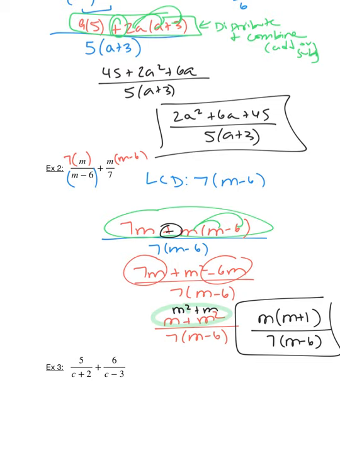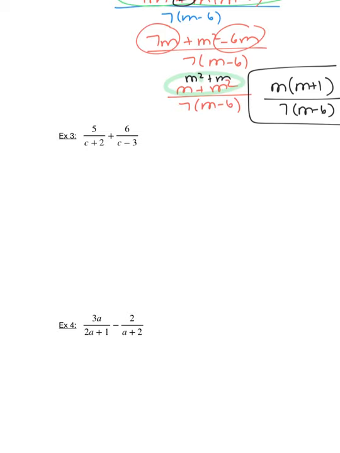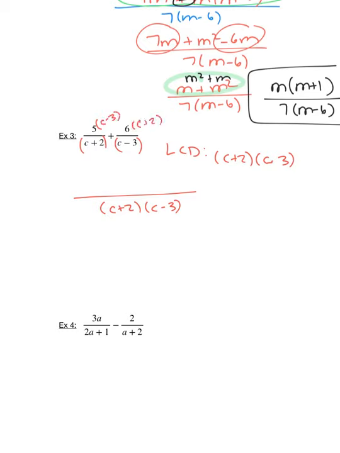Okay? In example 3, if both of your denominators are binomials, you just do the same thing. The product of them would be the least common denominator. So your least common denominator here would be the product of these two binomials. It would be c plus 2 times c minus 3. Okay, so I'm going to set up one big fraction with c plus 2 times c minus 3. And I go to the first fraction and I say, okay, this numerator has to be multiplied by c minus 3, and this numerator has to get multiplied by c plus 2. So I set that all up in my numerator, 5 times c minus 3 plus 6 times c plus 2.